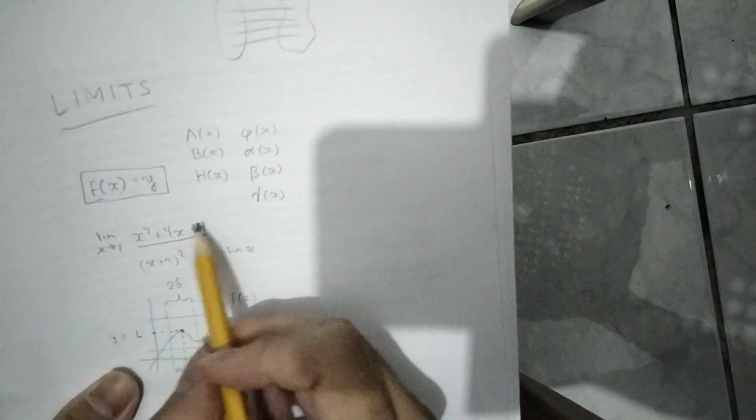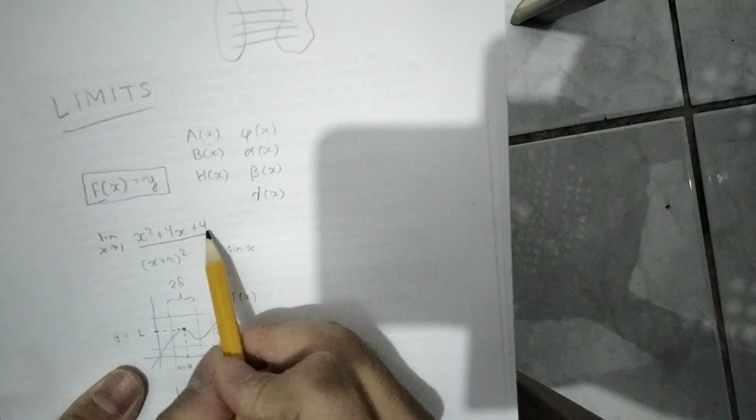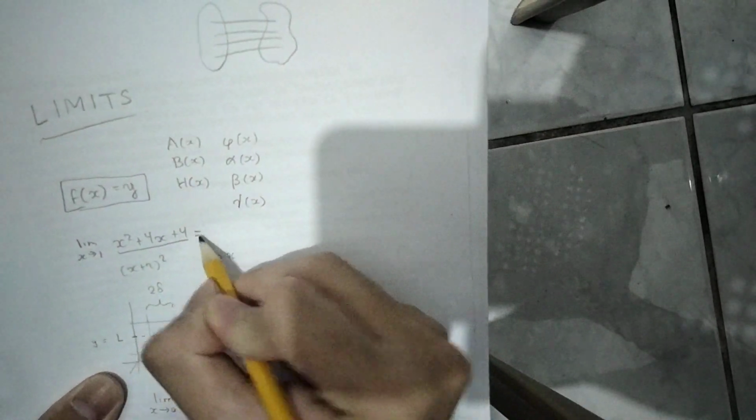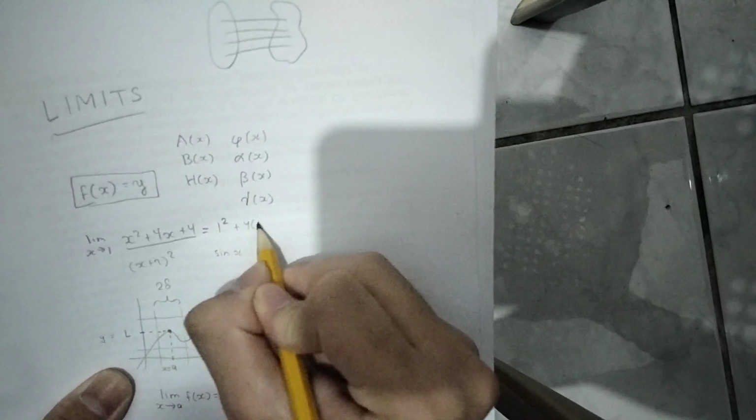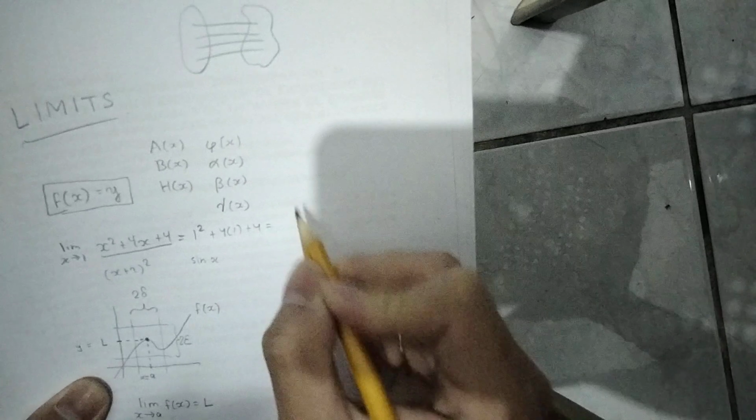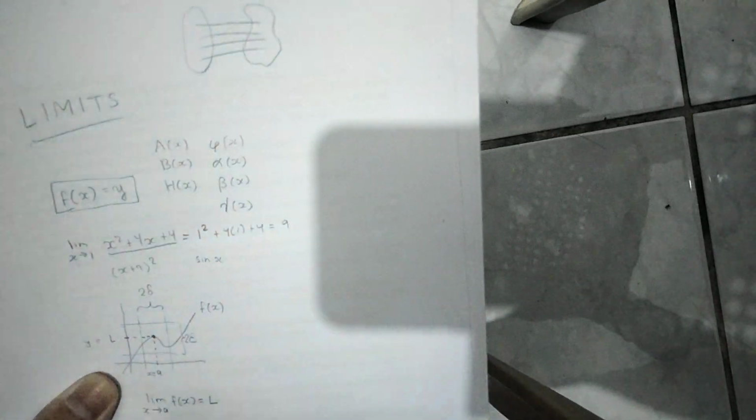But in this case, it's different because I have a constant over here. I have 4, and it doesn't have an x attached to it. And I'm trying to find the limit of this function as x approaches 1. Same procedure, just plug in 1. So that's 1 squared plus 4 times 1 plus 4, and that works out to be 9.